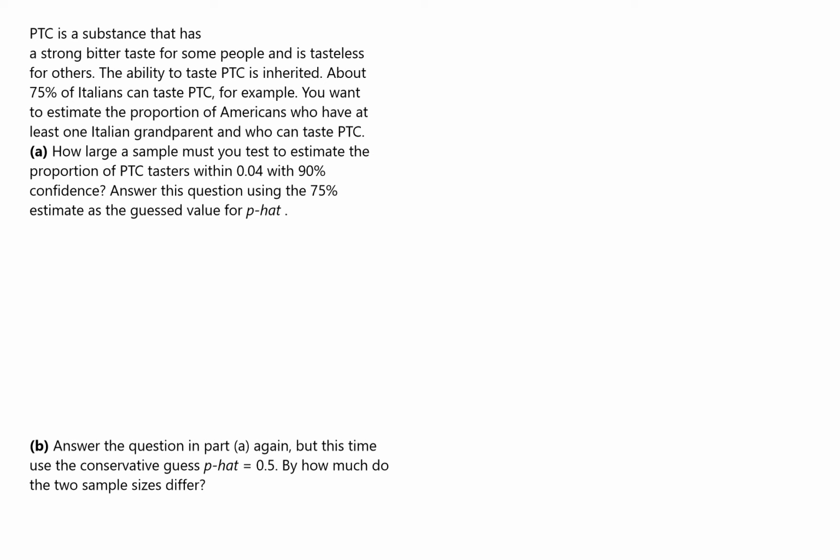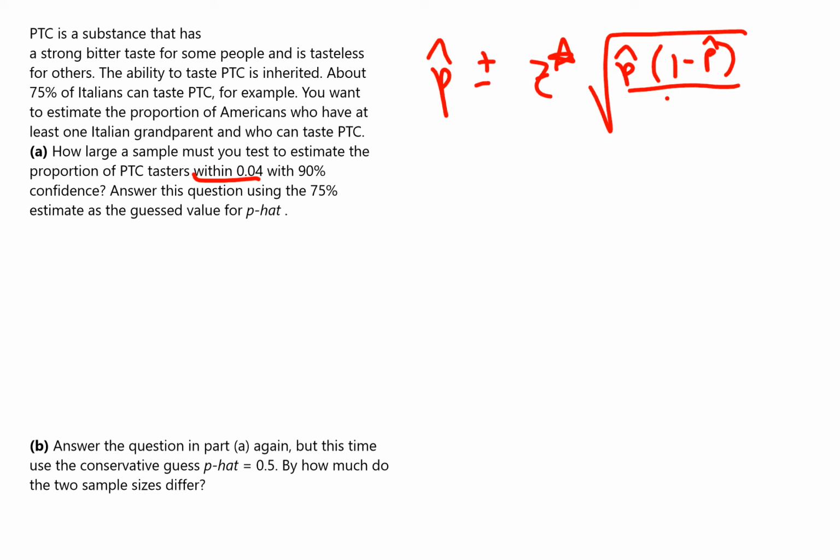You want to estimate the proportion of Americans who have at least one Italian grandparent who can taste PTC. How large a sample must you use to estimate the proportion within 0.04? So now we have another margin of error that we want to be less than a particular number. Remember, for a one proportion z interval, this is the basic format of that kind of confidence interval. So there you have it.